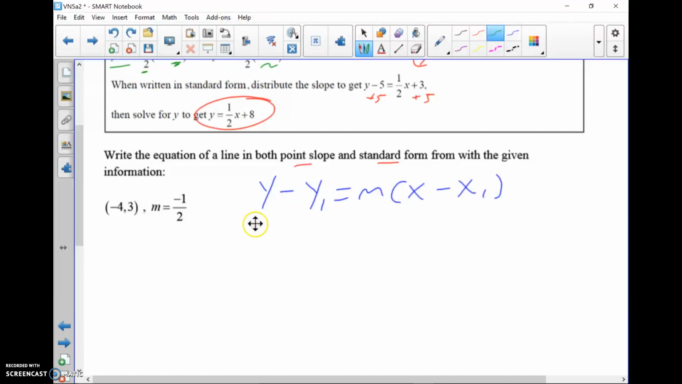Okay, you want to take the time to memorize that. So that's going to be y minus the y value, 3, equals m, which is negative half, parentheses x minus the x value, negative 4.